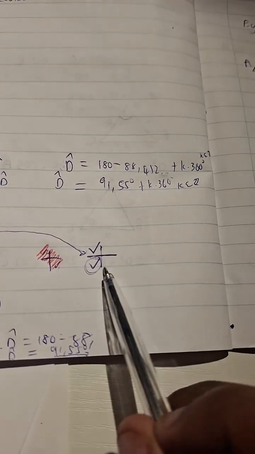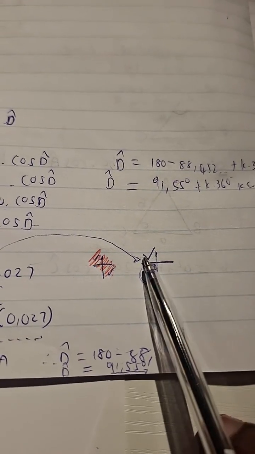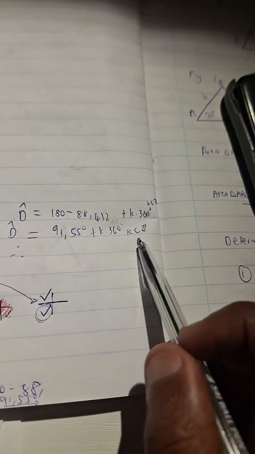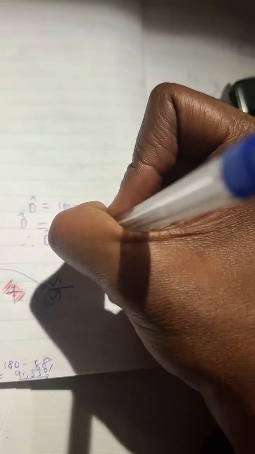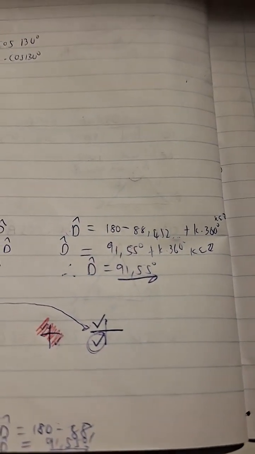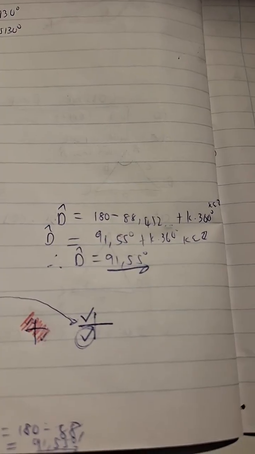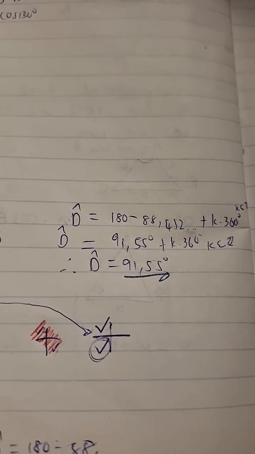Because if I found an angle that's more than 180, problems. So I'm not even going to bother about the third quadrant. All I want is the first quadrant. Then I'm going to conclude and say, if I substitute K equals 0, what do I get? Angle D is equal to 91,55 degrees. It's relevant. Lou, you're amazing. Thank you so much for that comment.